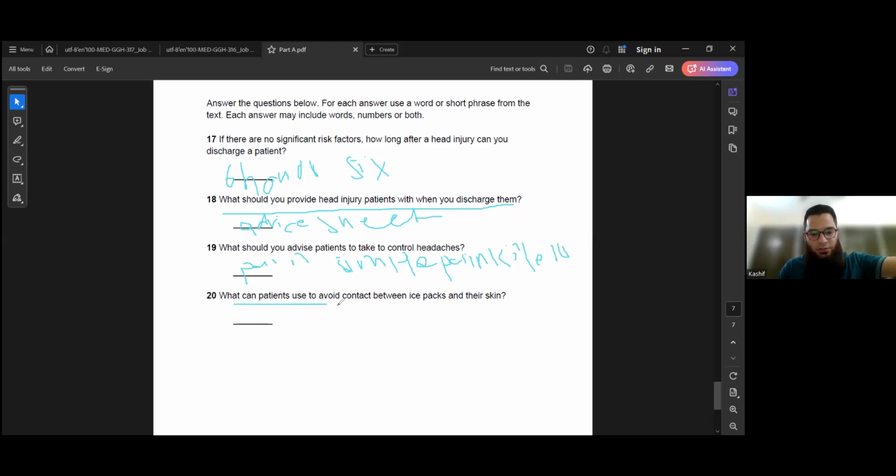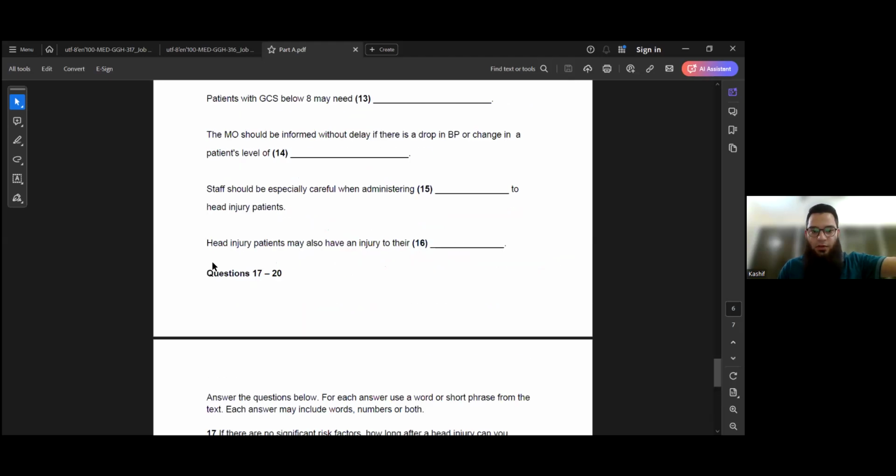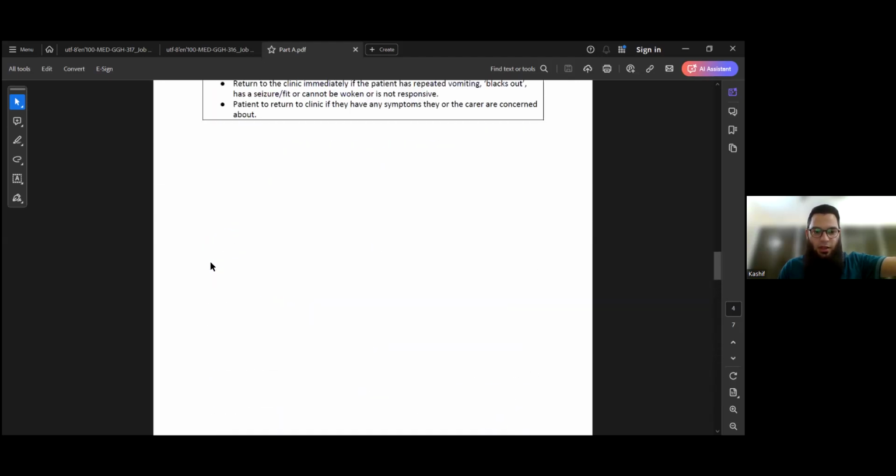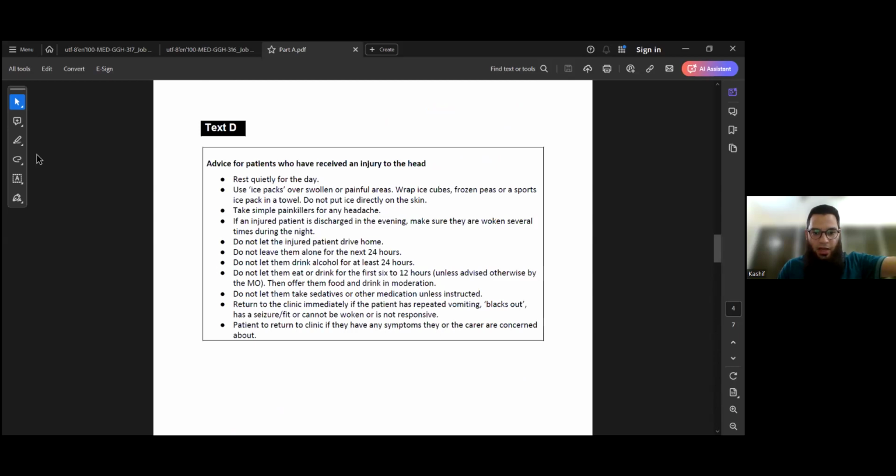Now, what should a patient use to avoid contact between ice packs and their skin? Towel. As I said, please do not go for the same statement or same wording. It is written here in text D: wrap ice cubes, frozen pieces of sports ice pack in a towel. Do not put ice directly on the skin.